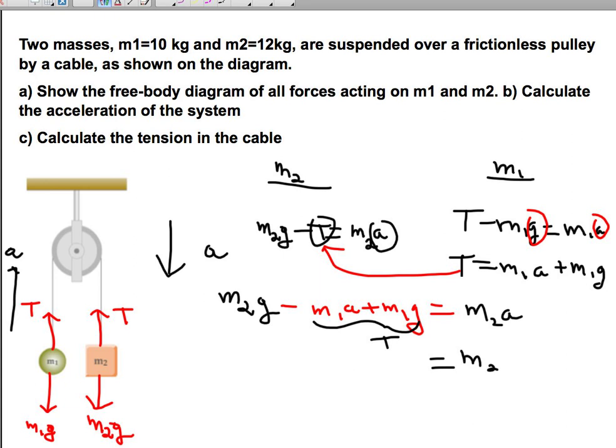So let's solve for it. The unknown, of course, is a. So let's put everything that's got a on one side of the equation. Let's say the right side. So we have M2a and bring the M1a over to it, and on the left side, we've got M2g minus M1g.